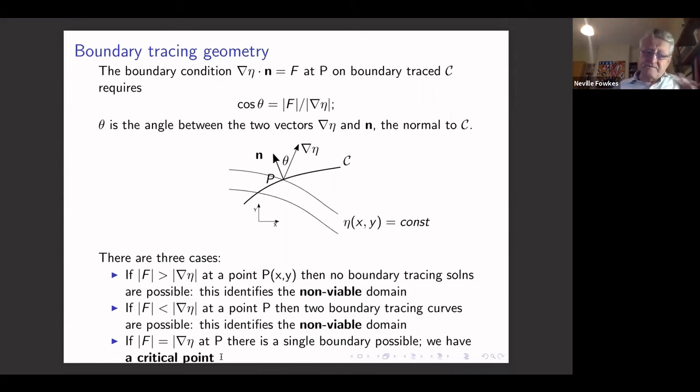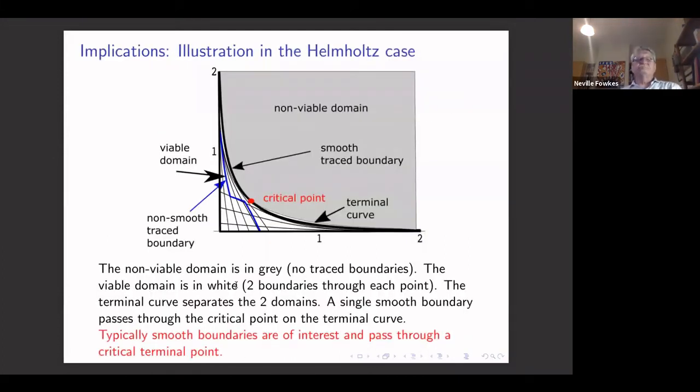Now, let's look back at the Helmholtz equation again to see how all this fits in. As I pointed out, there's the non-viable domain, an area where you can't actually trace boundaries, determined by this condition up here, and otherwise we have a viable domain. This should be viable, not non-viable, sorry, there, and we have critical points.